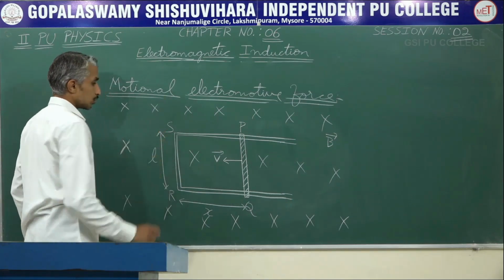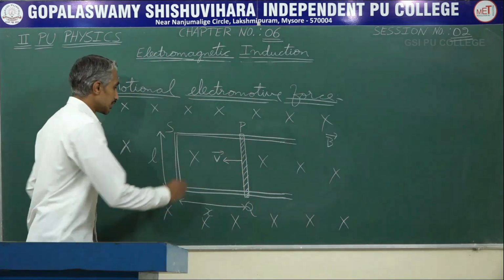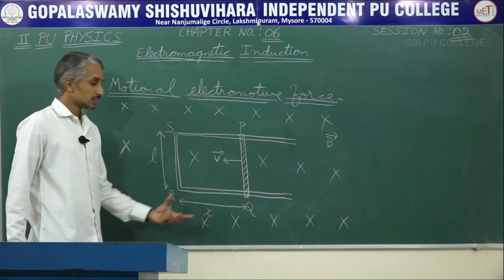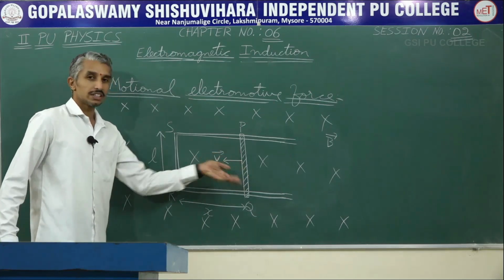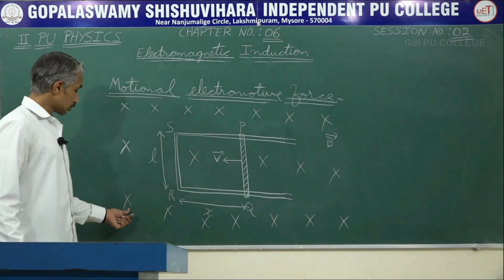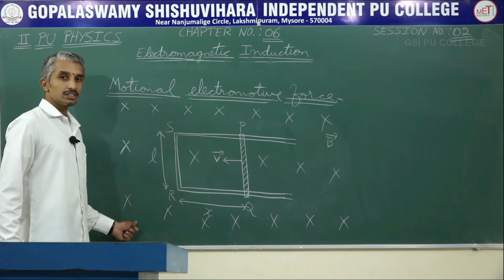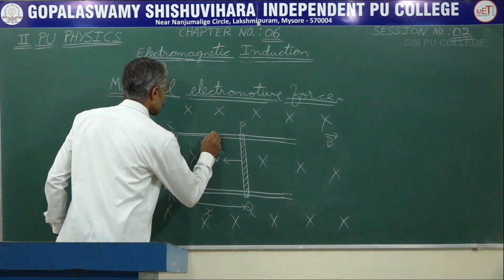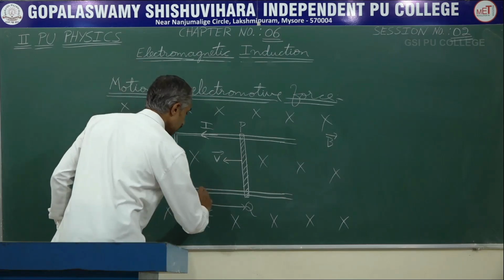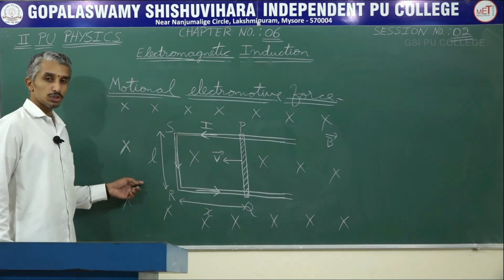Now, what happens as we move the arm PQ inwards? The area PQRS of the circuit changes, it decreases. If you move it outwards, then it increases. So we are changing the area of the circuit in the presence of a uniform magnetic field. In this case, we will see that a current is generated in the circuit, and this is what is called motional EMF.